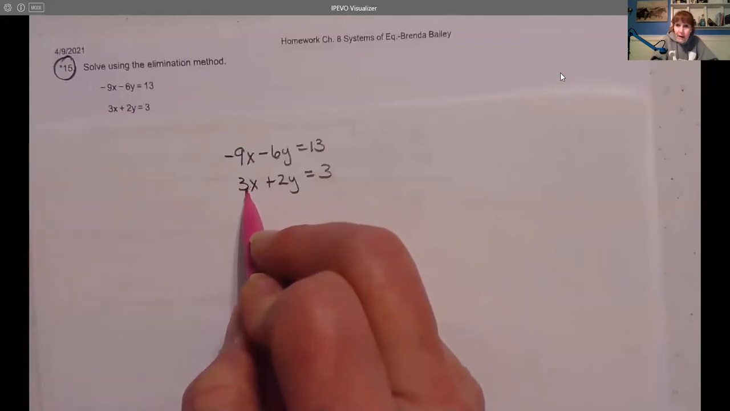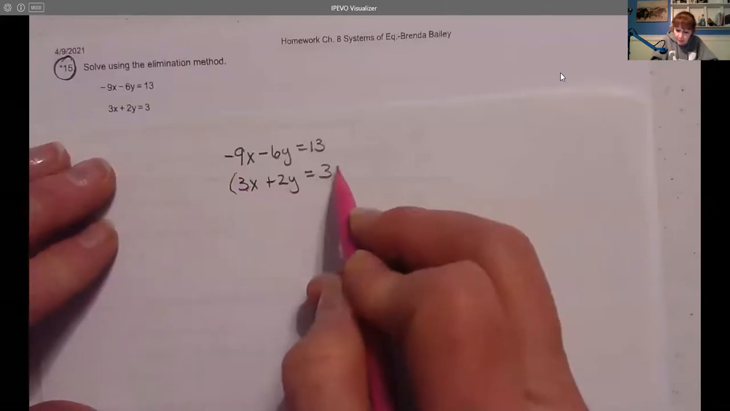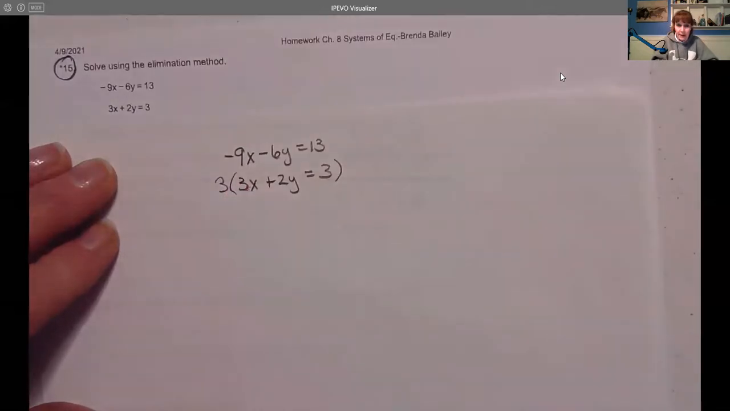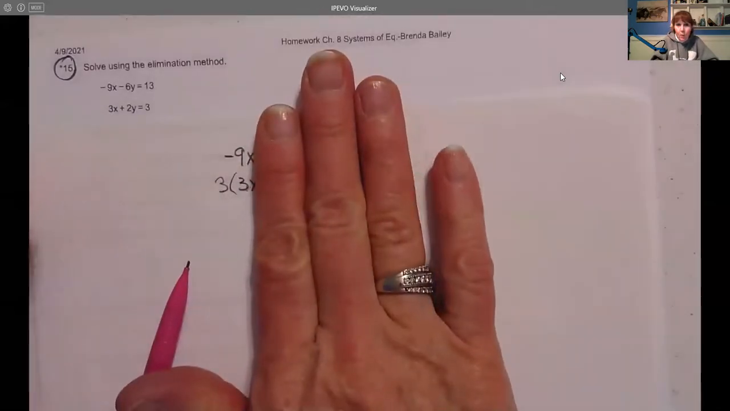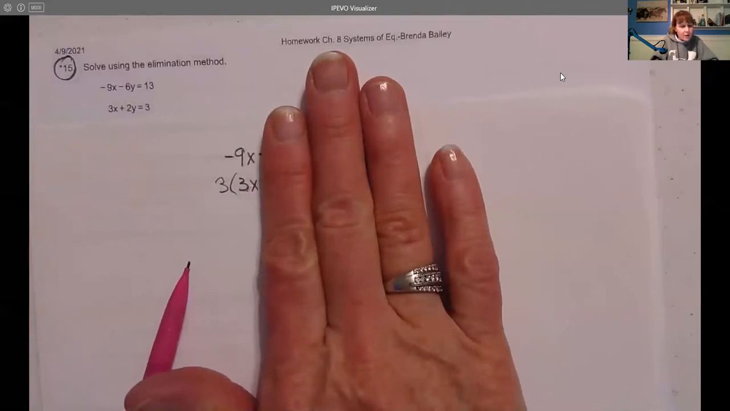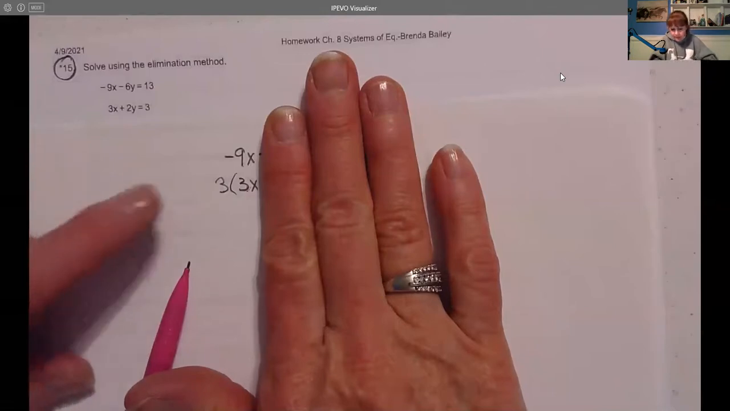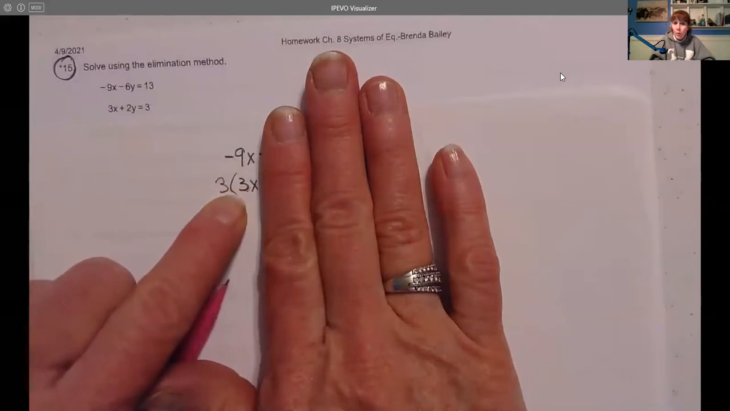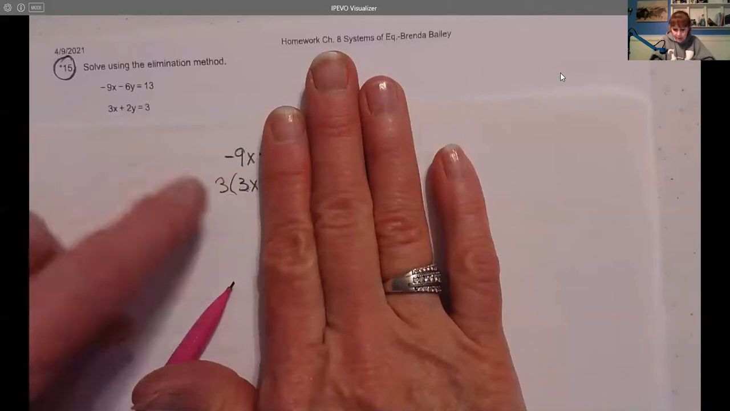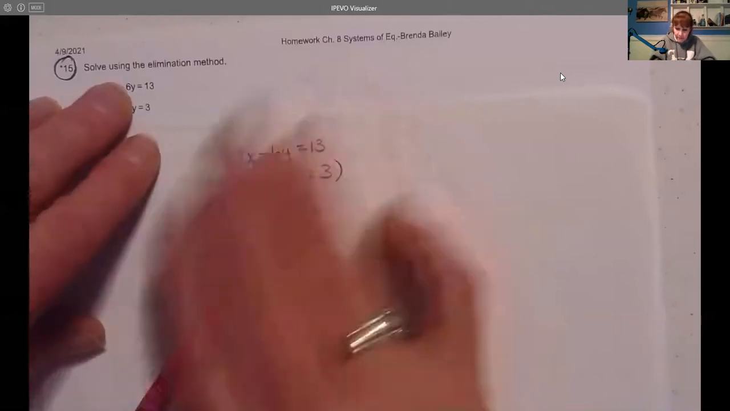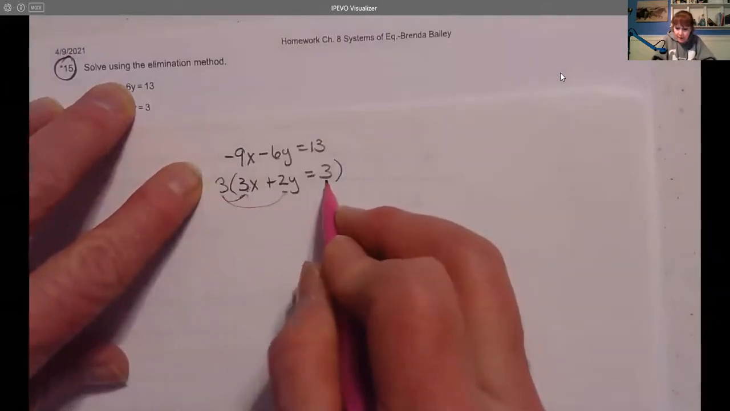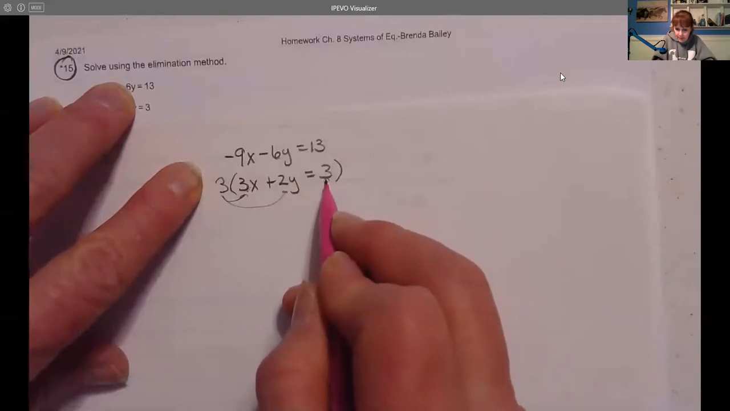How can I make a 3 a positive 9? I could multiply everything by 3. That would create the positive 9 that I need. So you look and think, what variable do I want to drop out? It doesn't matter. You could make the y's drop out or the x's drop out. I chose the x's, so I had to make this a positive 9. And you always multiply. What do you multiply by to make that a positive 9? Well, 3. The problem is you have to multiply everything by the 3. And people forget that.